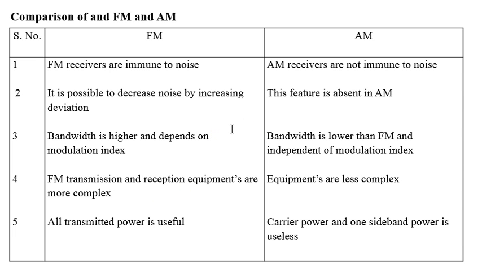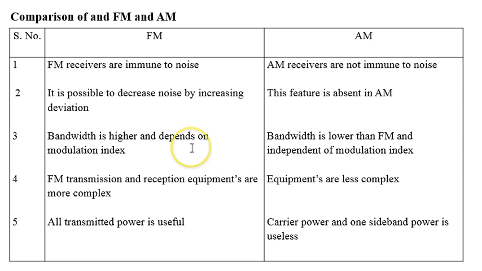Now we see a comparison of FM and AM. It's very obvious: FM receivers are immune to noise, while AM receivers are not immune to noise. It's possible to decrease noise by increasing the deviation, but no such feature is available with amplitude modulated systems.